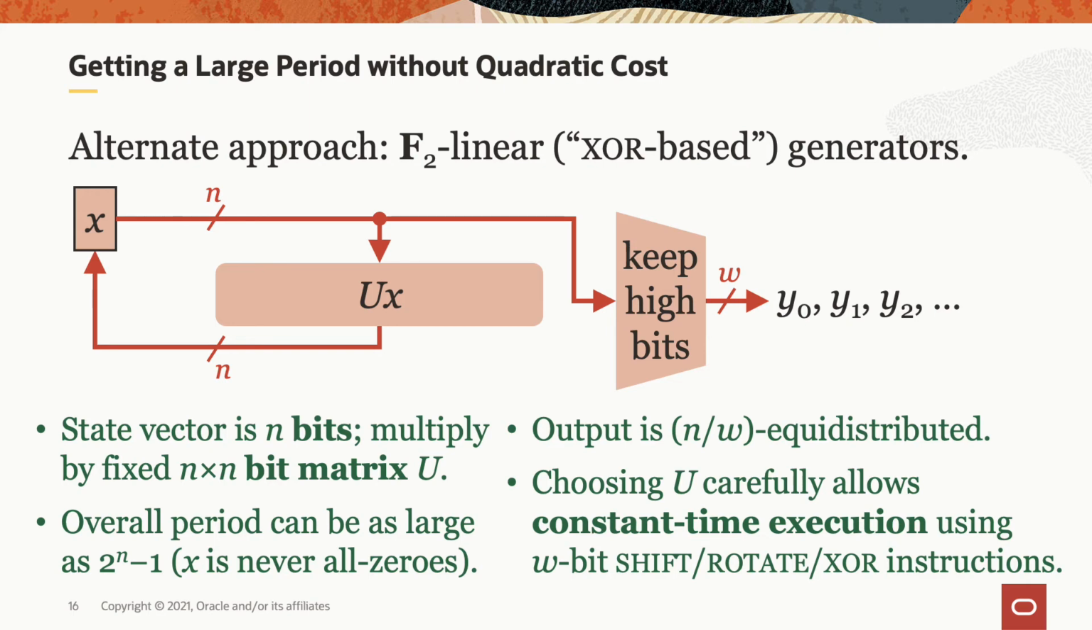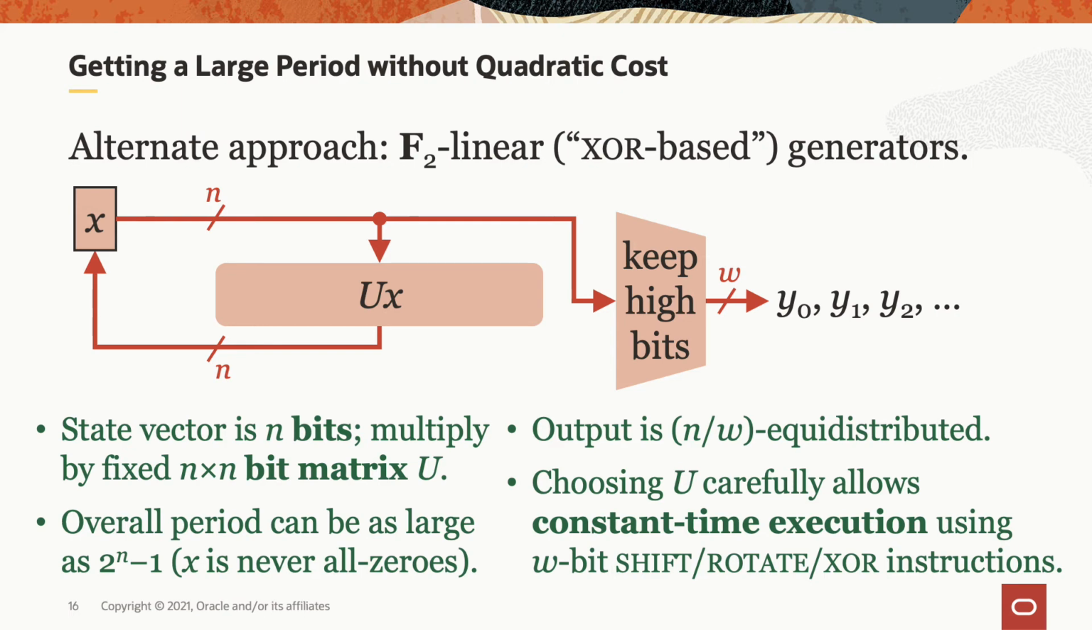If we want to have a generator with a very large period, we need to make the state larger. Unfortunately, then the multiplication operation in the linear congruential algorithm becomes expensive because it has quadratic cost. An alternate approach is to use an F2 linear or XOR-based generator. Here the state is treated as a vector of n bits, and the update function multiplies it by a fixed n by n bit matrix. The overall period can be as large as 2 to the n minus 1. In this case, again, the state cannot be all 0, or else the outputs would all be zeros.